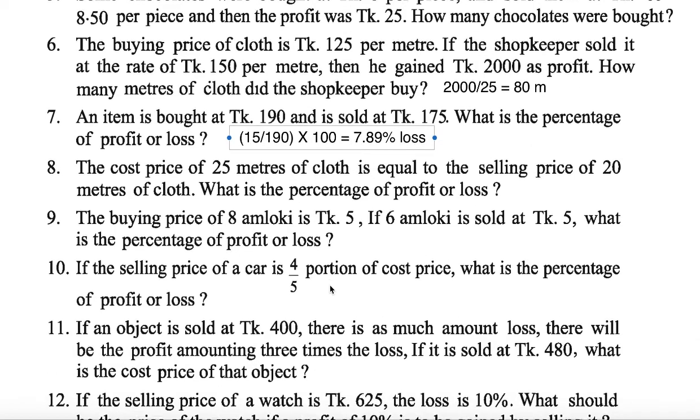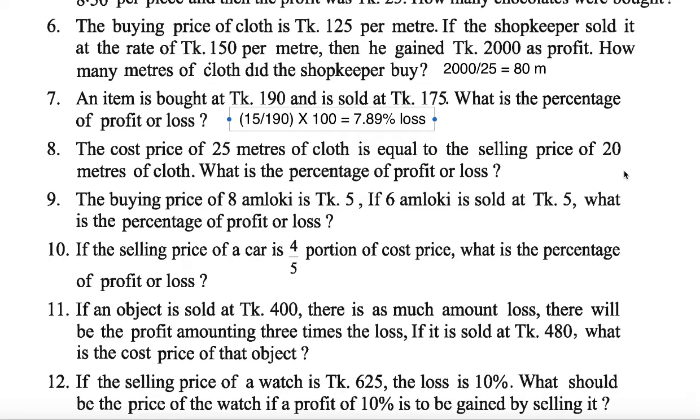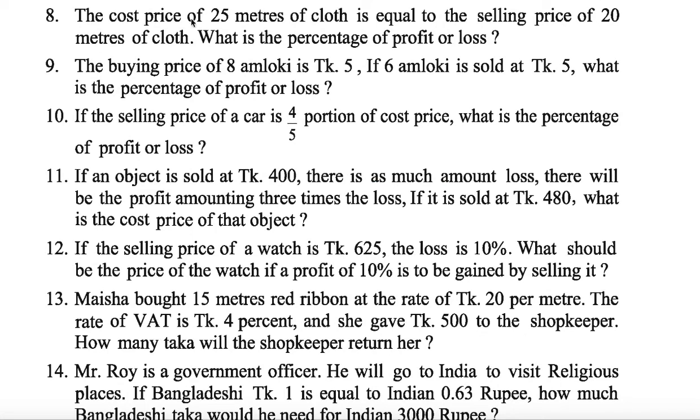Okay, the cost price of 25 meters of cloth is equal to the selling price of 20 meters of cloth. What is the percentage of profit or loss? Cost price of the cloth per meter is X and the selling price per meter is Y. Then according to the equation, 25X equals 20Y, so Y equals 25 by 20, which is 5 by 4, 1.25 times the cost price.